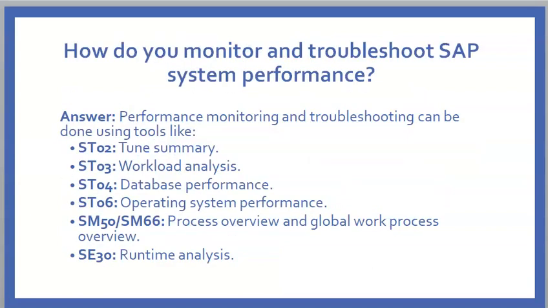How do you monitor and troubleshoot SAP system performance? Answer: performance monitoring and troubleshooting can be done using tools like ST02 (Tune Summary), ST03 (Workload Analysis), ST04 (Database Performance), ST06 (Operating System Performance), SM50/SM66 (Process Overview and Global Work Process Overview), SE30 (Runtime Analysis).